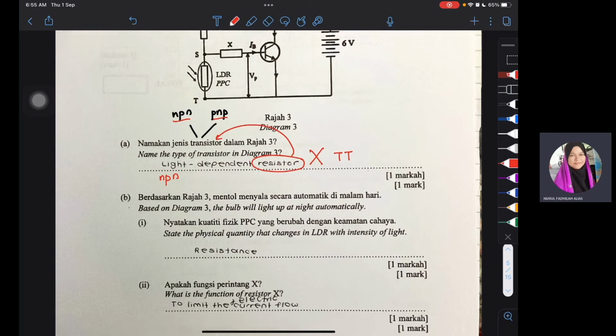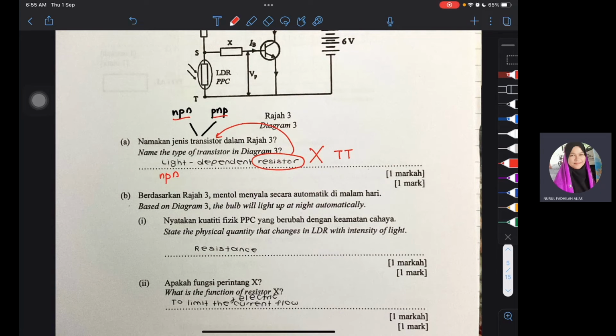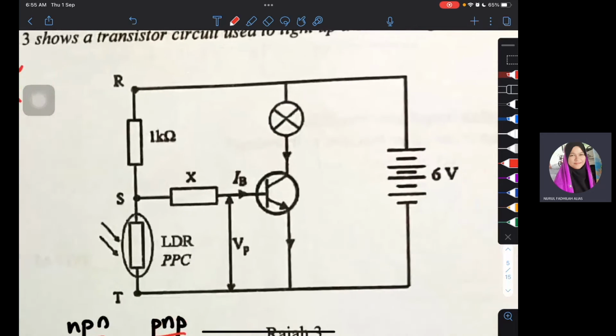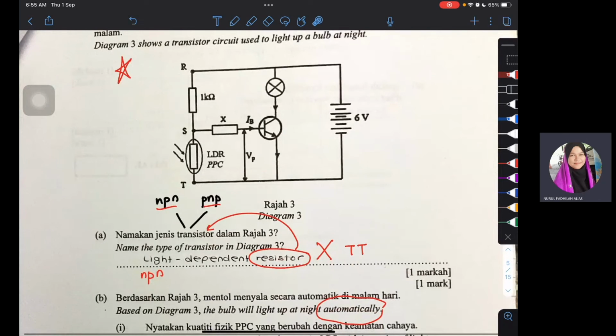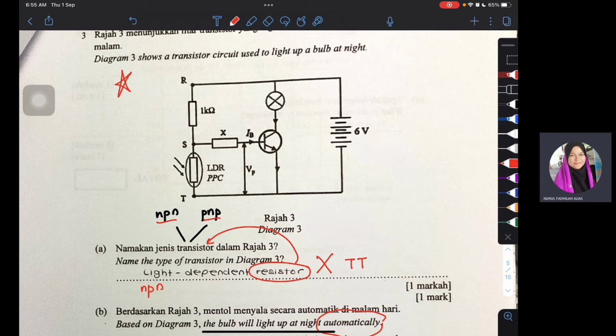Okay. Based on diagram 3, the bulb will light up at night automatically. So you know this. Okay. Dengan circuit sambungan macam ni, kita tahu sekarang transistor sedang digunakan sebagai automatic switch. Okay, apa lagi yang you kena tahu tentang transistor? So, pertama, transistor tadi kita tahu dia ada 2 types which is NPN ataupun PNP, and this one arrow macam ni keluar tu, so NPN.